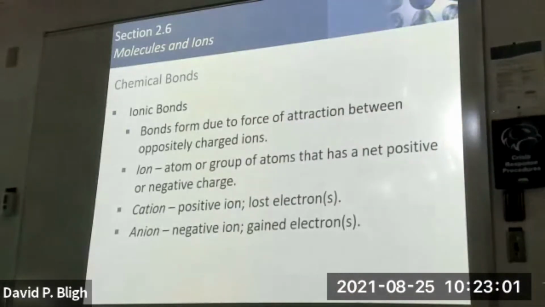All right, so I've already described this, and I use 2 terms here that I haven't defined. Cations are the positive ions, anions are the negative ions.